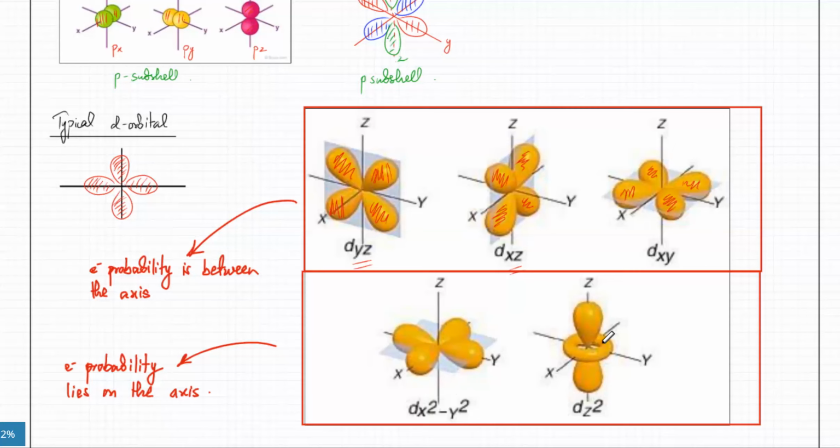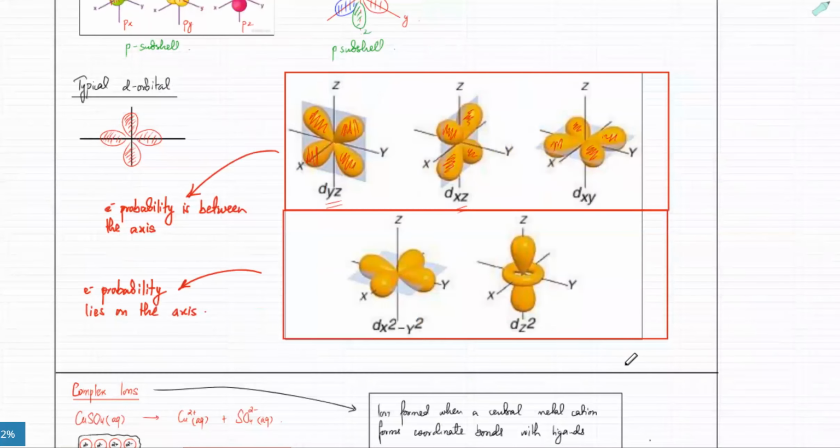The 5th one was totally different. It was more like a p orbital. The dz square orbital, remember, don't think too much about this. This is just a name. It doesn't have any specific meaning. You just call it a dz square. The electron density was lying on the z-axis, plus it was lying on a donut-shaped area around the nucleus as well. So 5 d orbitals.